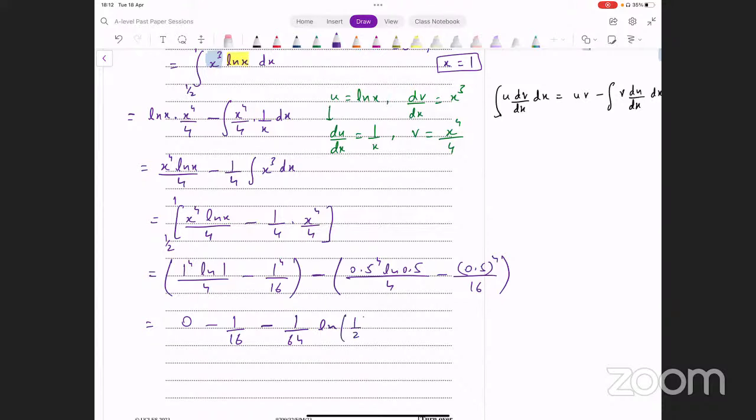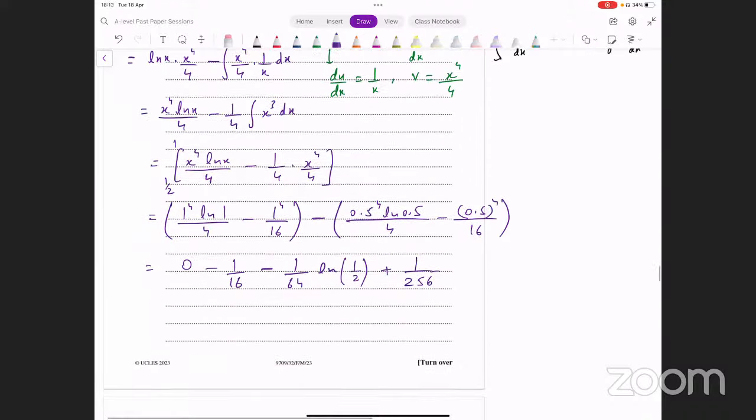You can say that's ln of 1 over 2. Then this is minus, this becomes plus. 0.5 raised to power 4. We just figured out that was 1 over 16, right? 1 over 16 and there is also 16 below, so this becomes 256. So plus 1 over 256. That is what we end up getting here. Let's write the constants together.